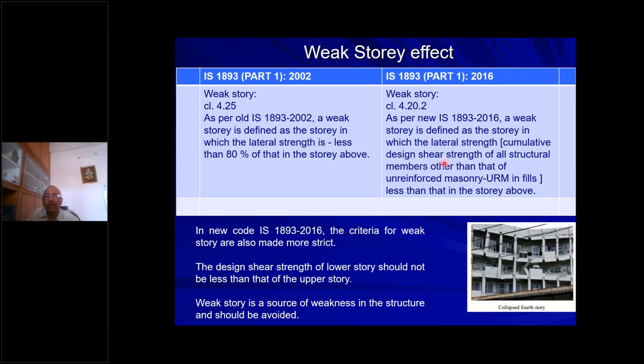As per the new code of practice, the weak story is defined as the story in which the lateral strength, that is the cumulative design shear strength of all structural members other than that of the unreinforced URM infill, is less than the story above, it should be considered as a weak story. Even at 5% or 1% less also, it should be considered as a weak story only. Whereas in the earlier code, even if 20% less, it doesn't matter. That is why with respect to the weak stories, the code clauses have been made more stringent.